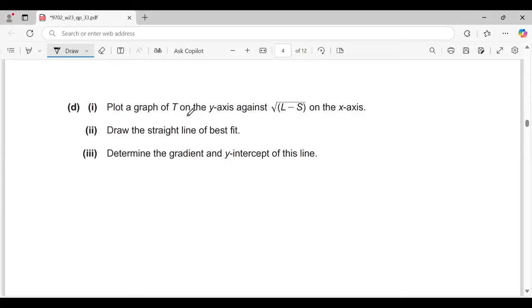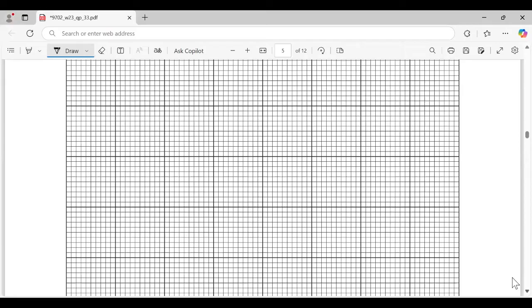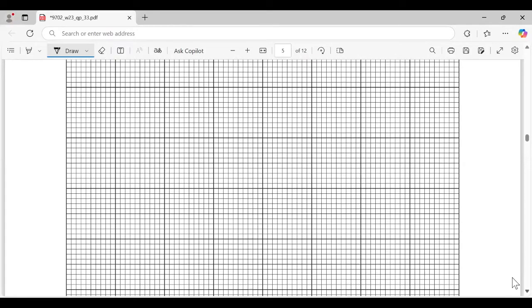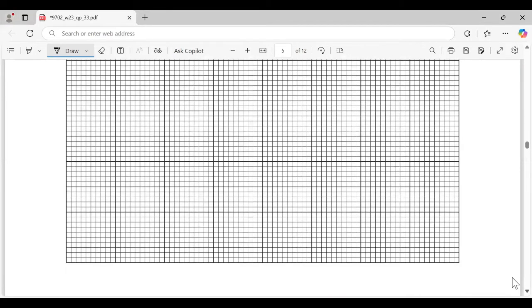Plot a graph of T on the y-axis against square root of L minus S on the x-axis. Draw the straight line of best fit. Determine the gradient and y-intercept of this line. This is the graph I would like to create, around here.